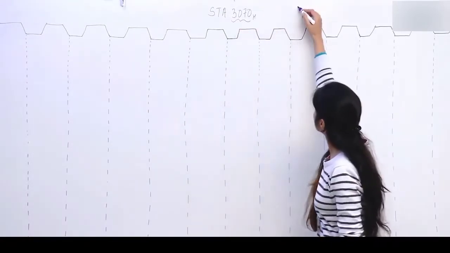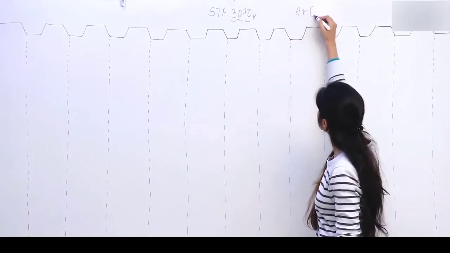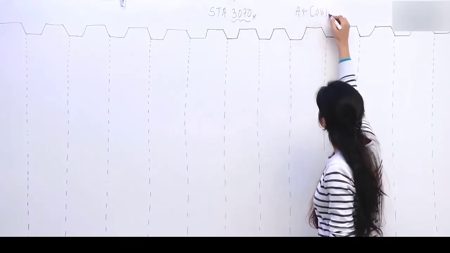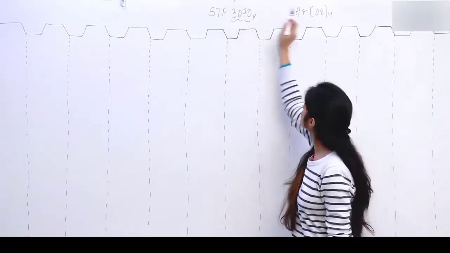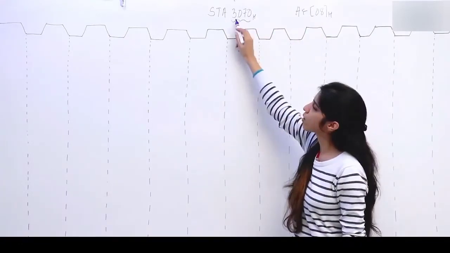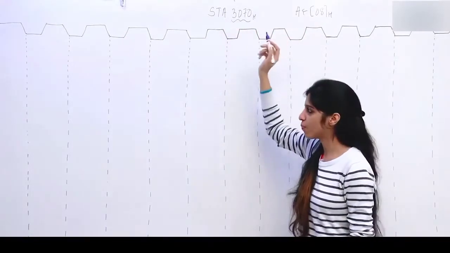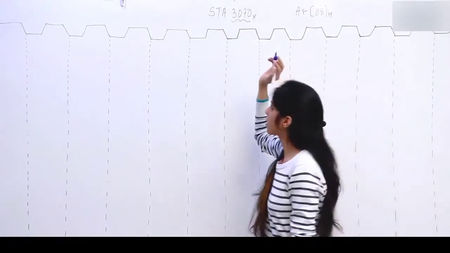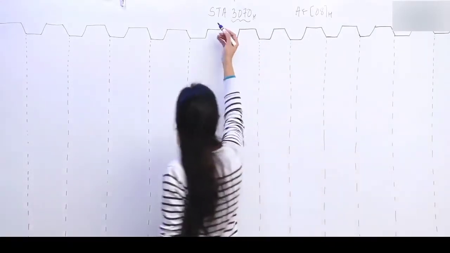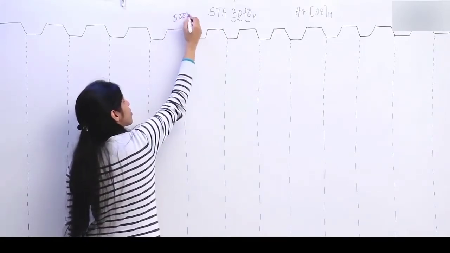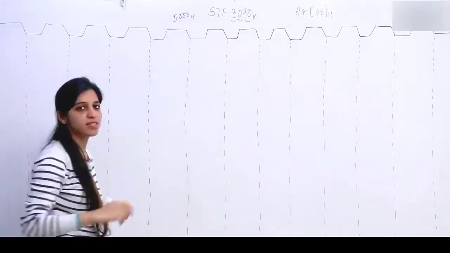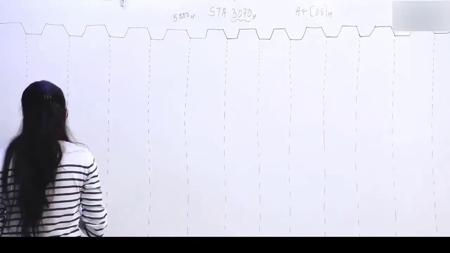Suppose the contents of the accumulator are 08H. So after execution of this instruction, what is going to happen? 08H is going to be stored at memory location 3070. So now let us look at the timing diagram. Suppose the starting address for this instruction is 5000H, this instruction is starting at 5000H. So what is going to happen?